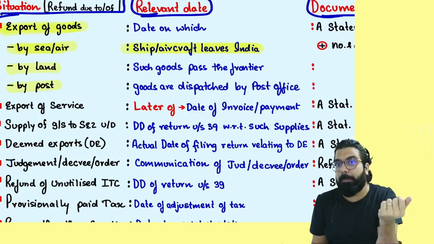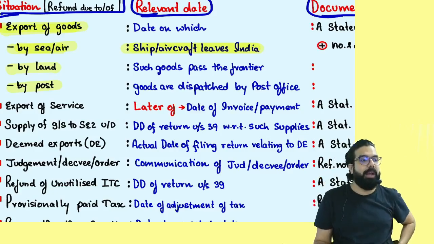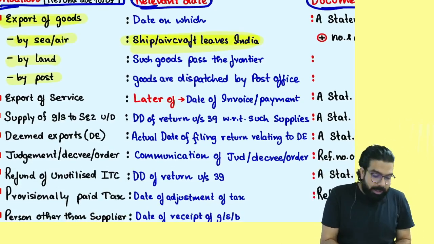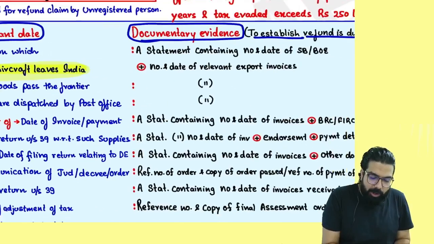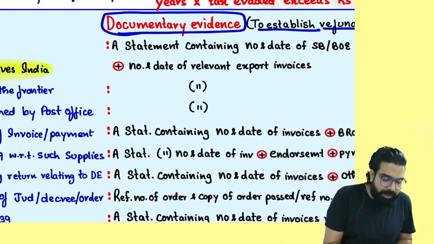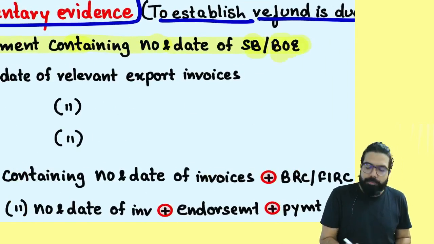Whatever IGST I have paid, I have to claim a refund within how much time? 2 years. From which day do I have to give the application? From the day the ship leaves India. Along with that, I have to give the documentary evidence. What is the documentary evidence? A statement containing the number and date of the shipping bill or the bill of export.